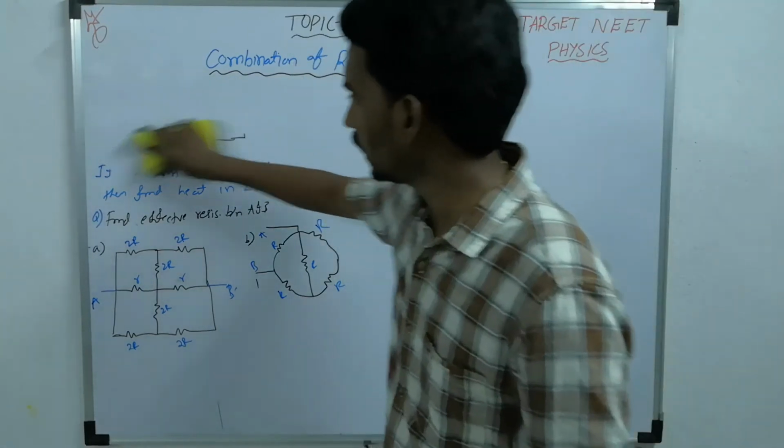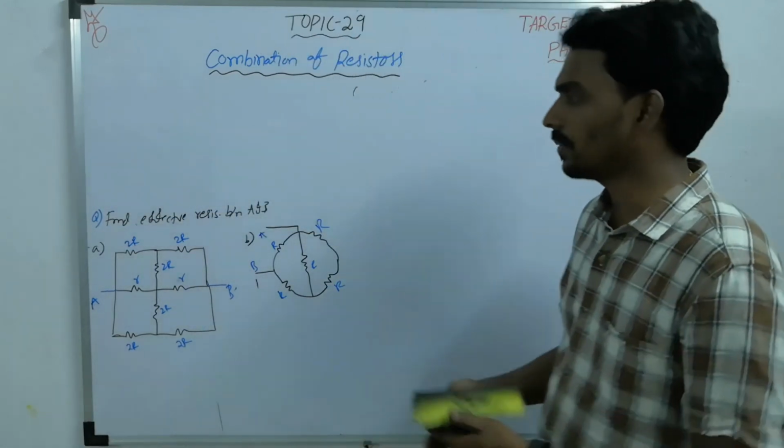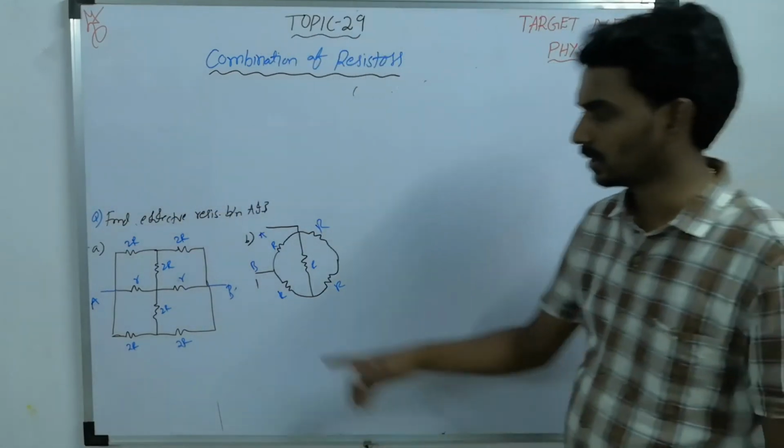Now take the second question, that is, find the effective resistance between A and B. See here.